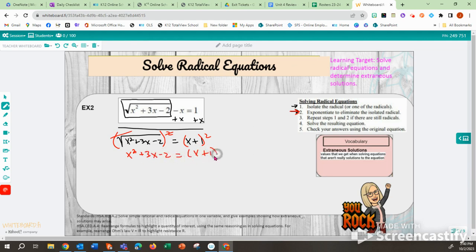I'm going to ask that you write that down twice. Bring down the left-hand side. Multiply out the right-hand side. So we'll do x times x is x squared. x times 1 is 1x. 1 times x is 1x. And 1 times 1 is 1. We are going to simplify the right-hand side. The left-hand side looks simplified to me.